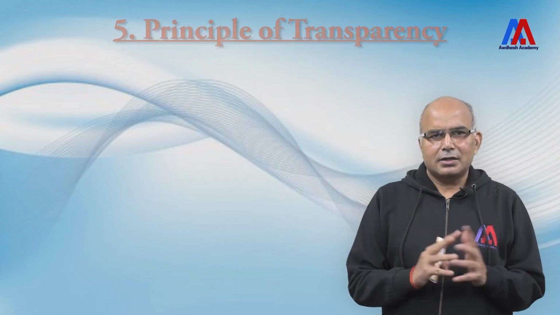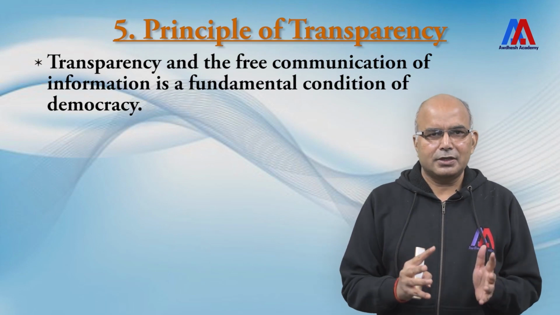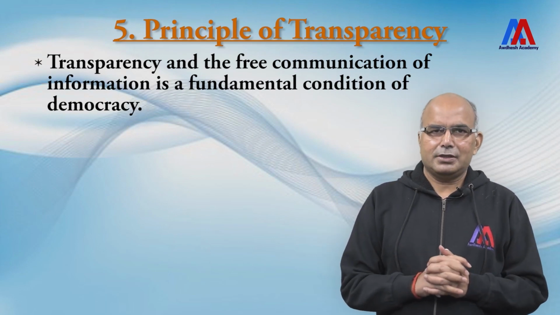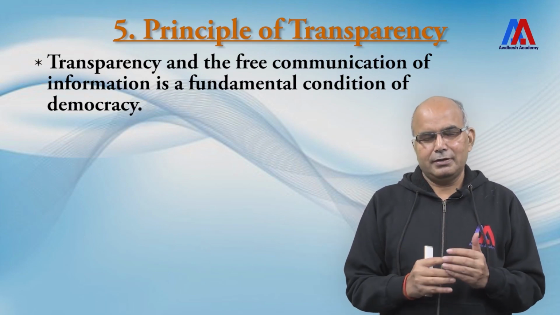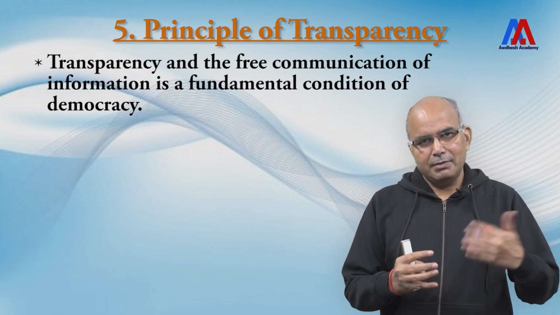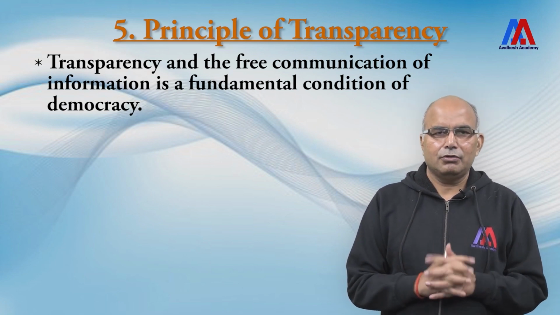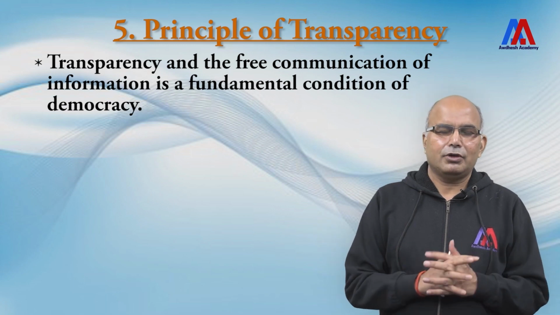The fifth important principle is called the principle of transparency. Now, friends, as they say, justice is not only to be done, but it is seen to be done. In the same way, government should be very transparent in their manner to get the trust of the people. Transparency and free communication of information is a very important condition of democracy, because that is the only way the rulers can be made accountable to the people who are the real ruler of the democracy.